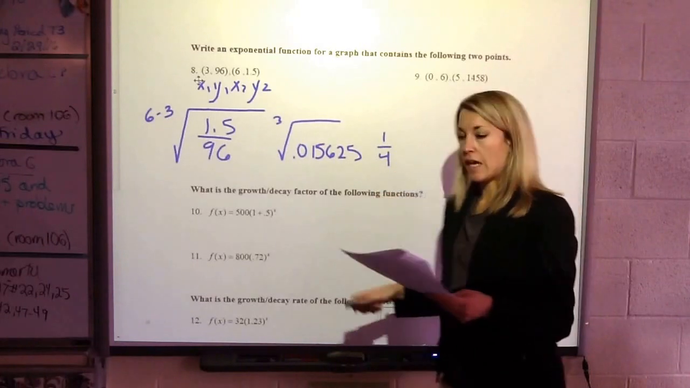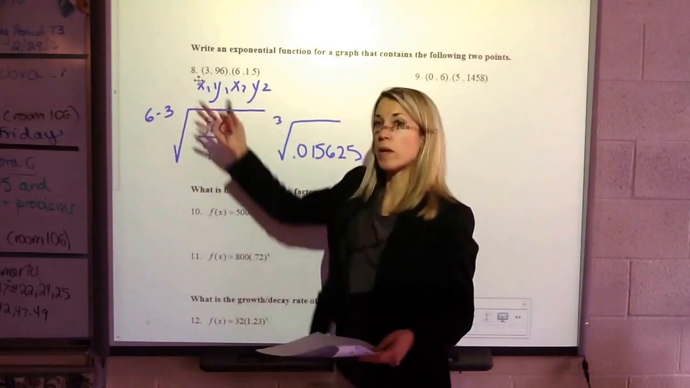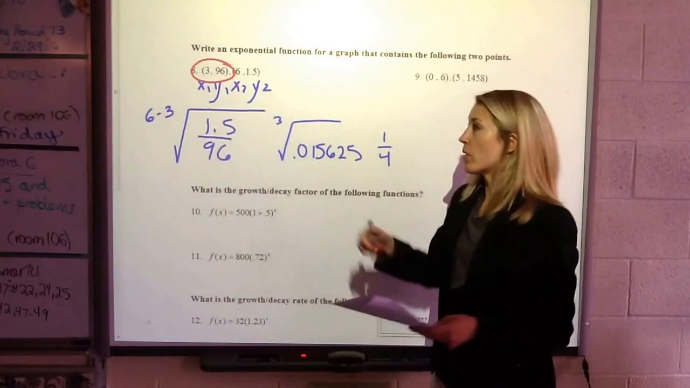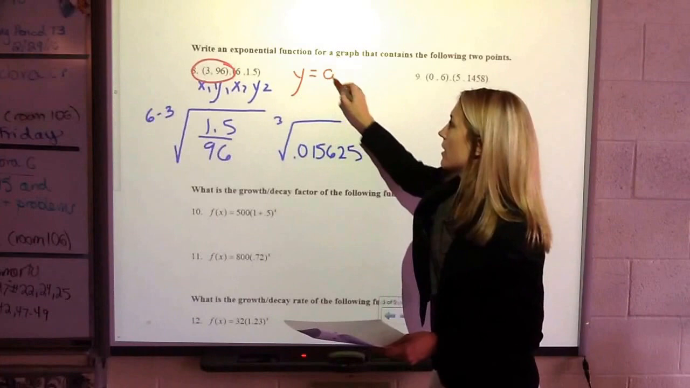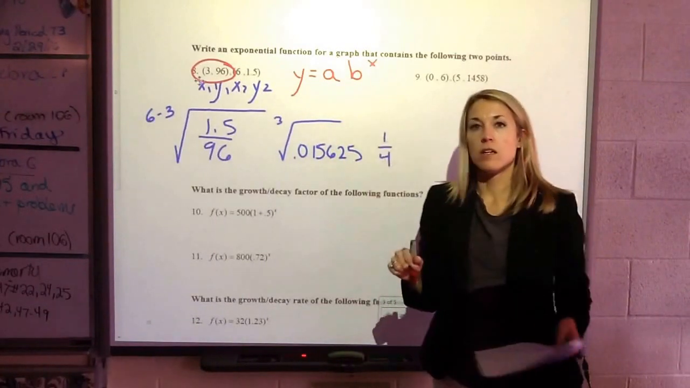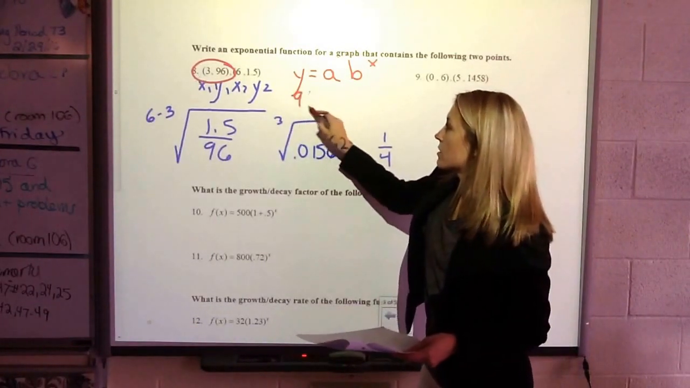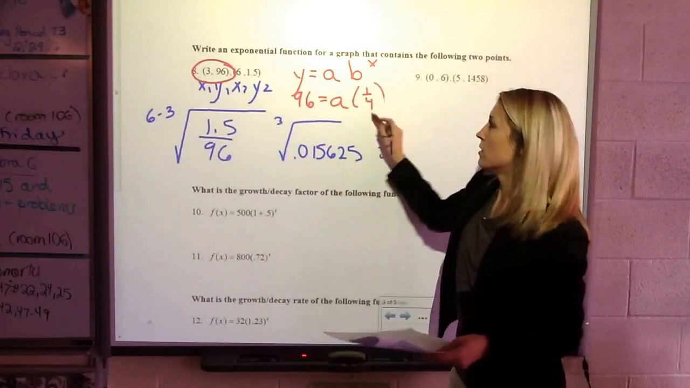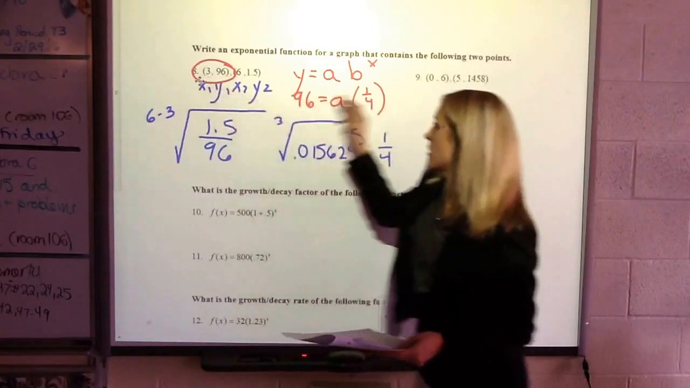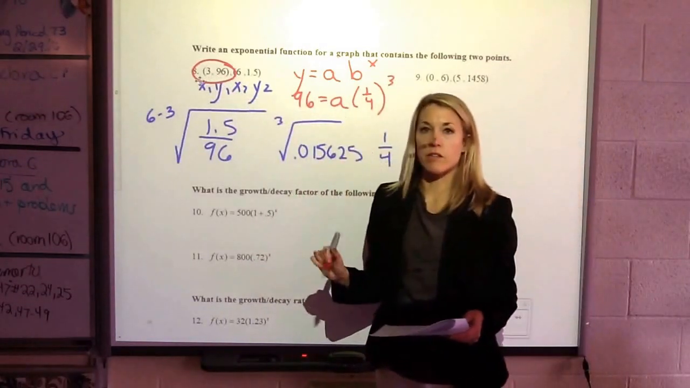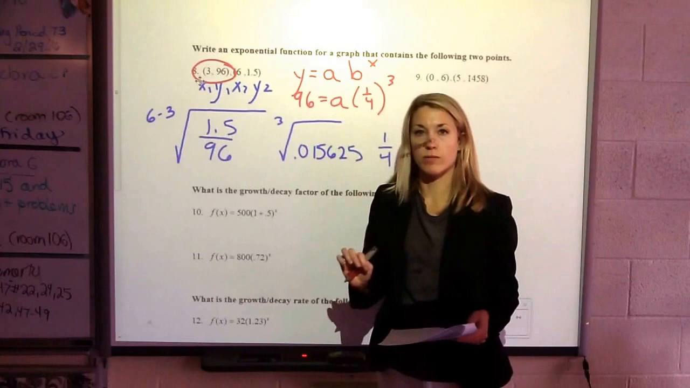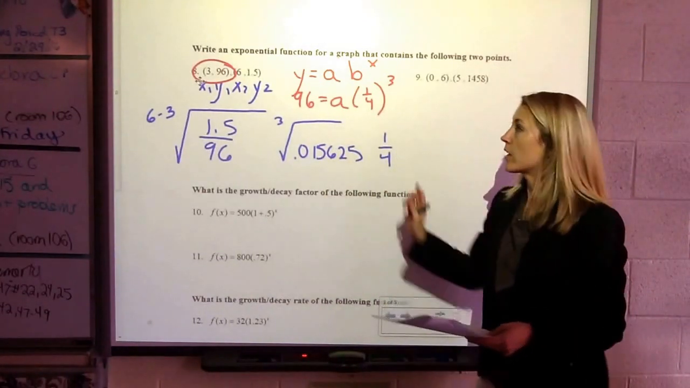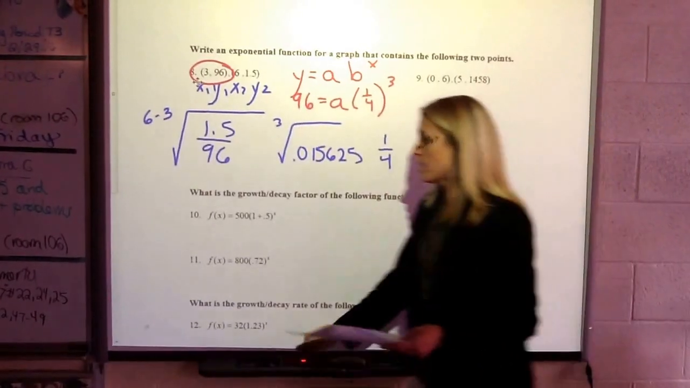We still have to find a, so what you have to do is pick a coordinate, plug that in for x and y, plug in your b. Y equals a times b to the x. So we're going to plug in 96 equals a. We're going to plug in our b. The x that I picked is 3. And you should be able to solve this. So for homework, I would like you to finish this one and do number 9. You should see number 9 is a little bit easier. So again, you're finishing this one and finishing number 9.